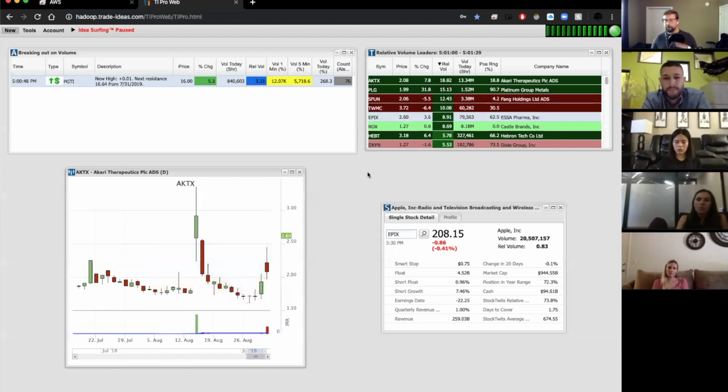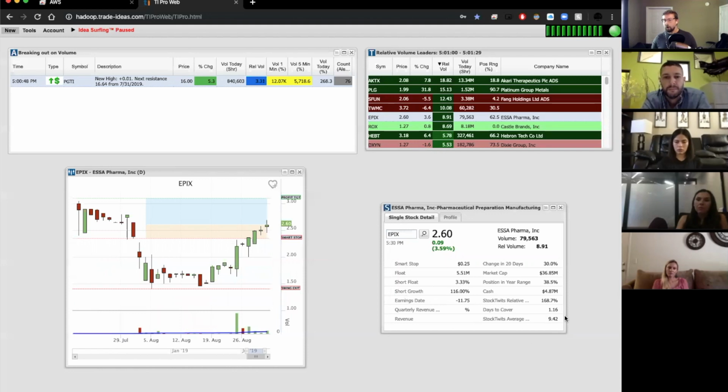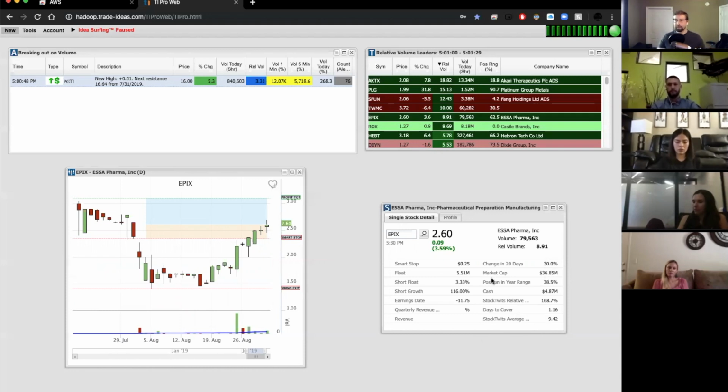This is kind of the average, just like a data dump, for example. If I click on this, it's going to change the symbol, and all of this information is going to change. So I can find out how many days to cover, which is something that we talked about, what the change was in 20 days, market cap. And again, any of the filters that you see, you can put into this as well. So that's kind of the basics.